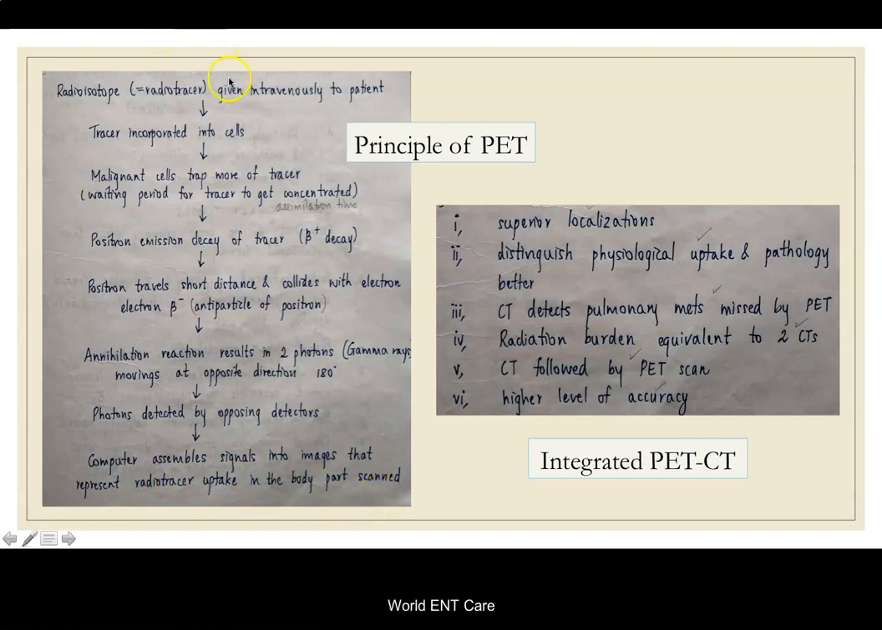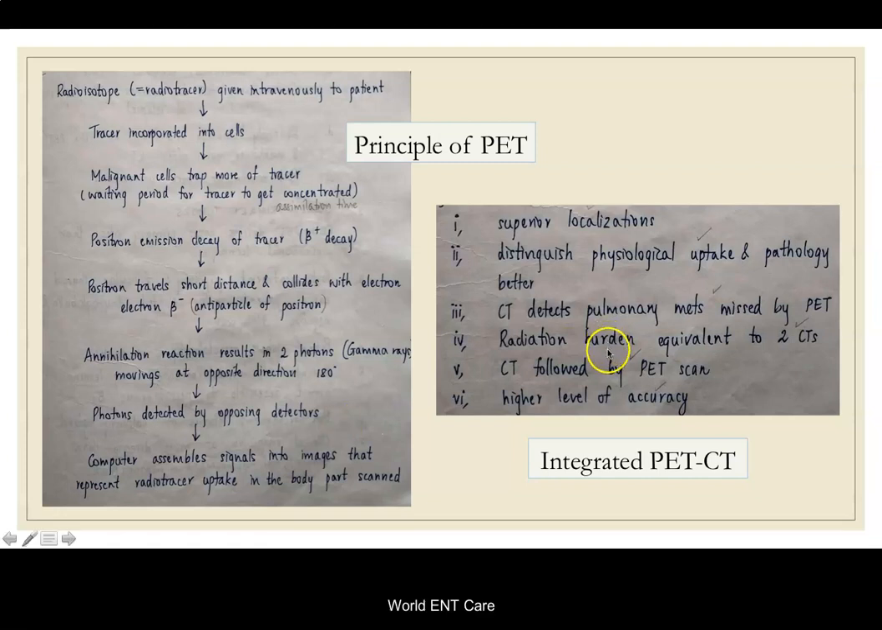So there is a radiotracer uptake, then there is a positron emission decay, the positron collides with an electron, there is an annihilation reaction, and two photons are detected by the opposing detectors. Based on these detectors, the computer assembles signals into images that represent radiotracer uptake in the body part scanned.